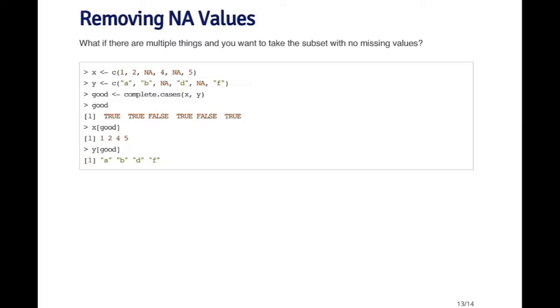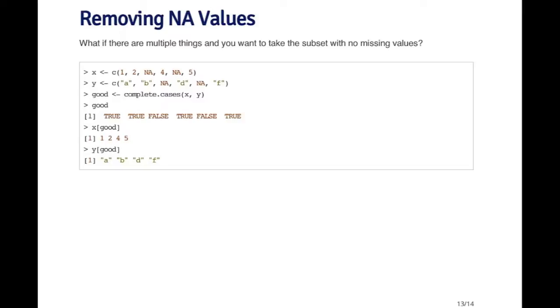So I can use the complete.cases function on both vectors, which will give me a vector that tells me which positions have both elements non-missing. So you can see the first two are both non-missing. I got 1, 2 in the first one and A, B in the second one. The third one's missing. The fourth one is non-missing. The fifth one is missing, and the sixth one is non-missing. So for both vectors x and y, I want the first, the second, the fourth, and the sixth elements.